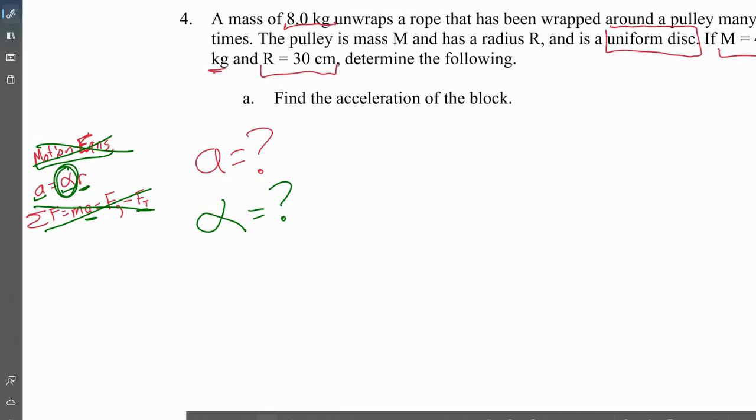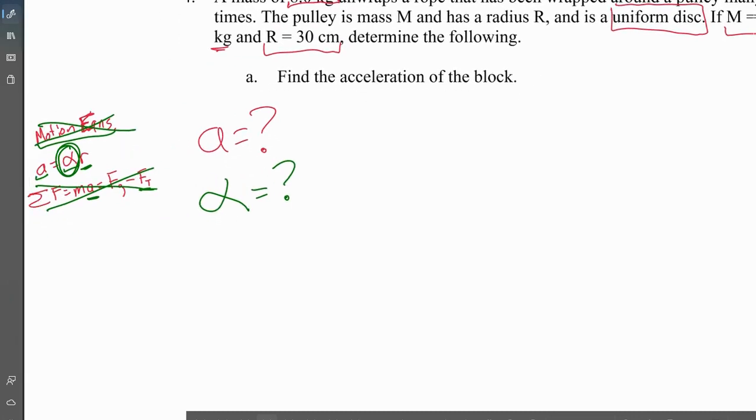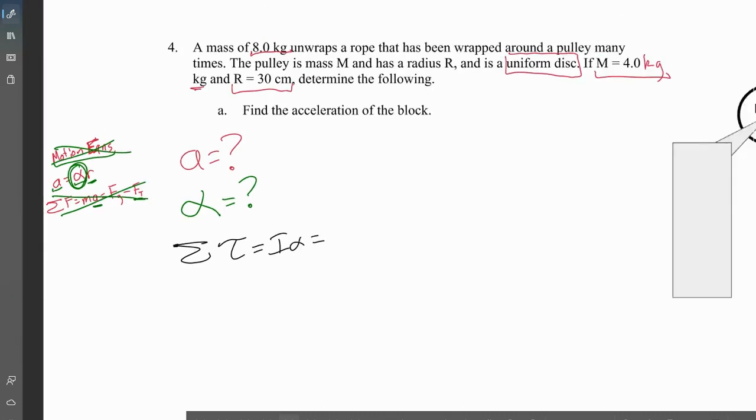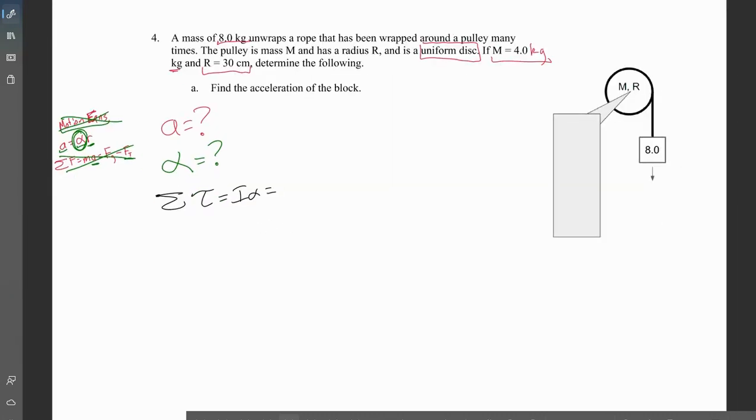First, we need to solve for this alpha here. Well, how do we solve for alpha? Rotational motion equations or sum of the torques? We don't have enough for rotational motion equations, which means we are stuck with sum of the torques equals I alpha.